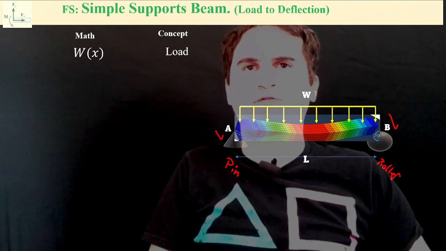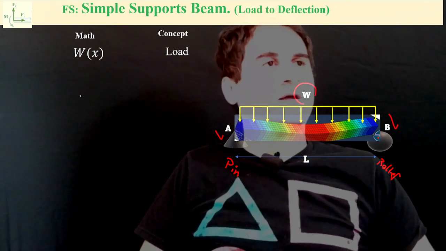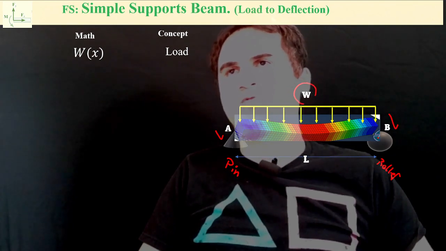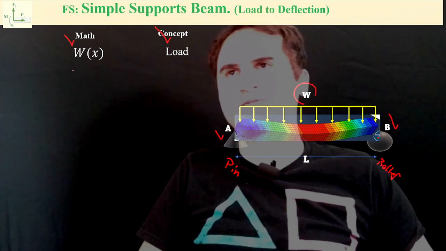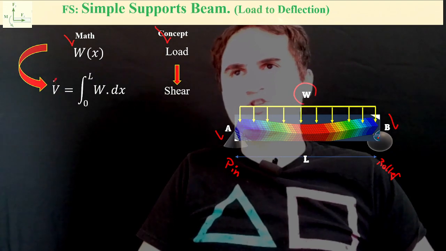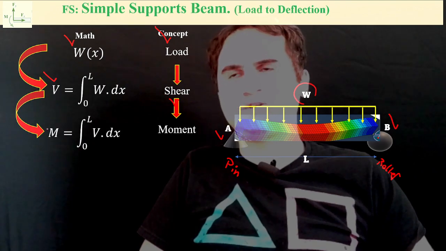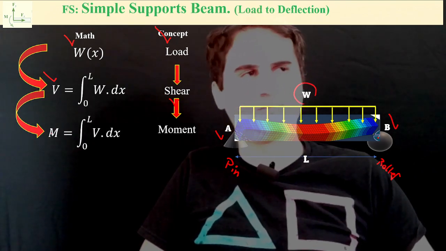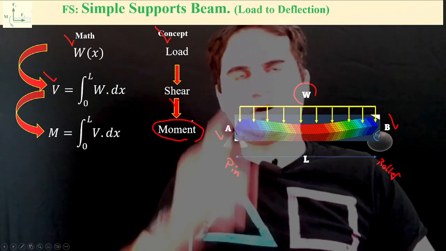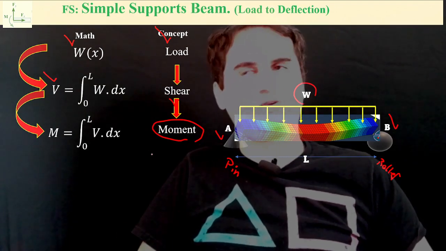And the distributed load of W is uniformly distributed over the span of the beam. If you just look at the equation of the load, W of x, and integrate the load once, it gives you the shear. And if you integrate the shear, it gives you the moment. Area under the shear is the moment, which is nothing but the integration of your shear to get the moment.